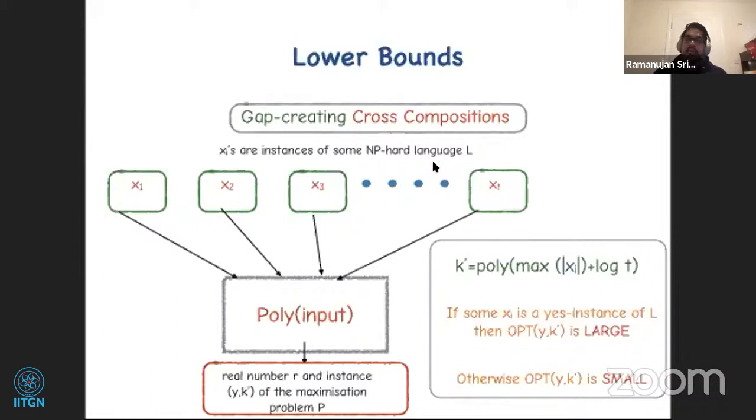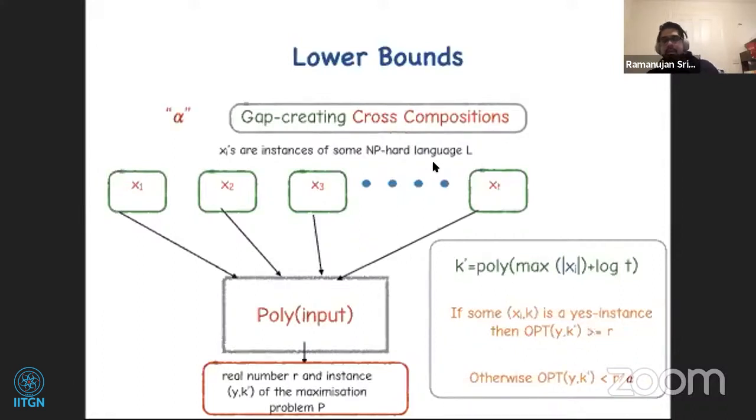And remember where earlier you were saying that the new output instance is a yes instance if and only if one of these was. What we want to say is something like the new instance has a large opt, because it's a maximization problem, precisely when at least one of these input instances is a yes instance of L. And on the other hand, if none of these instances are a yes instance of L, then the instance that I output has a very small opt. Now, this large and small is something that can be formalized in the gap creating language.